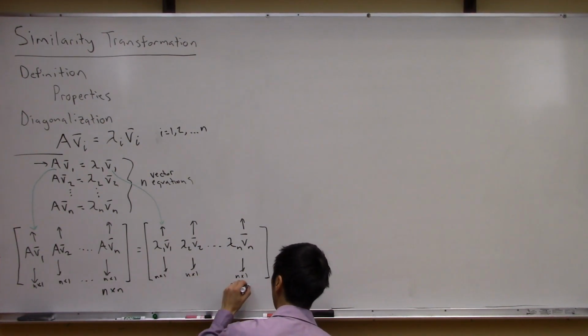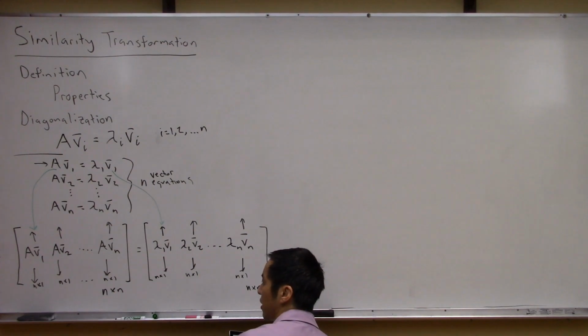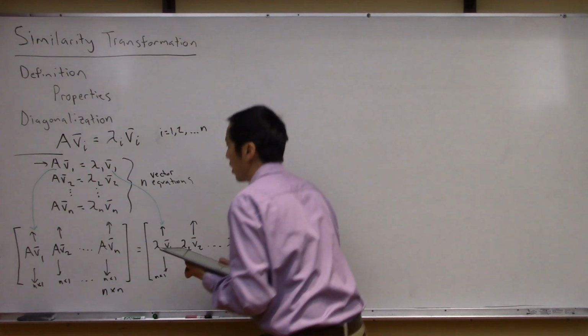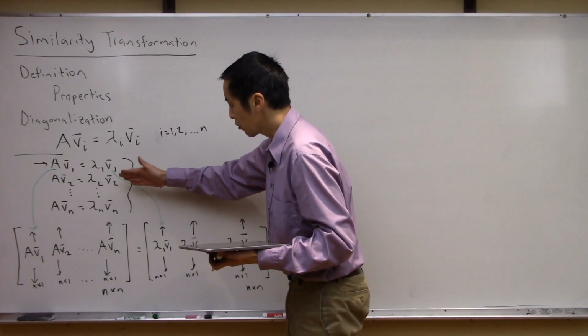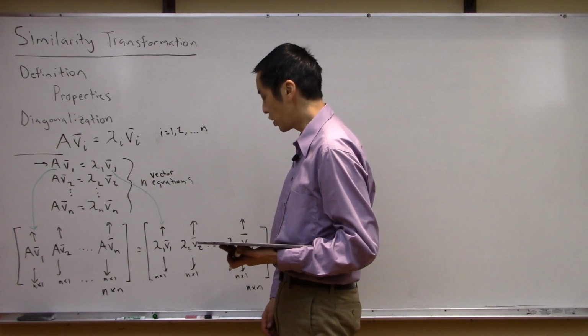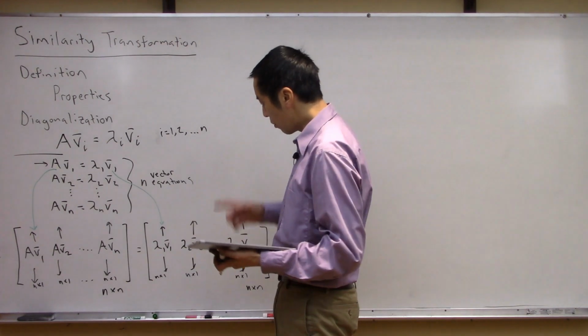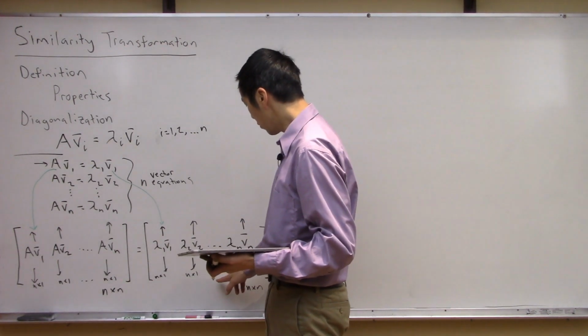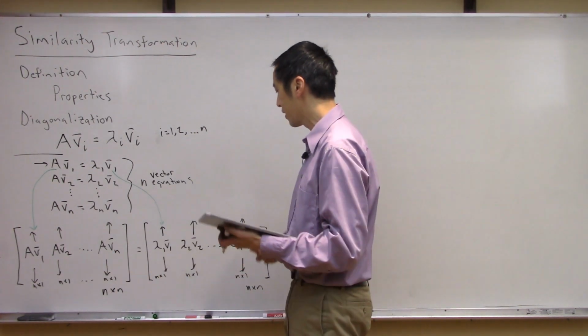So you stack them all together, so this whole thing is an n by n. Again, we are taking all of your eigenvalue, eigenvector pairs and writing them as a matrix equation, right? So now, you know what we can do? Let's move everything over to one side, okay?